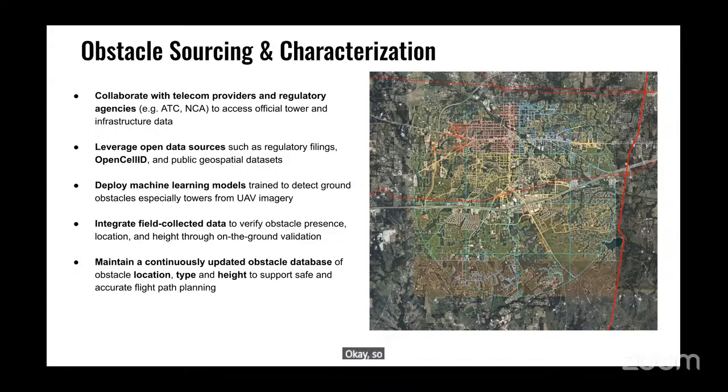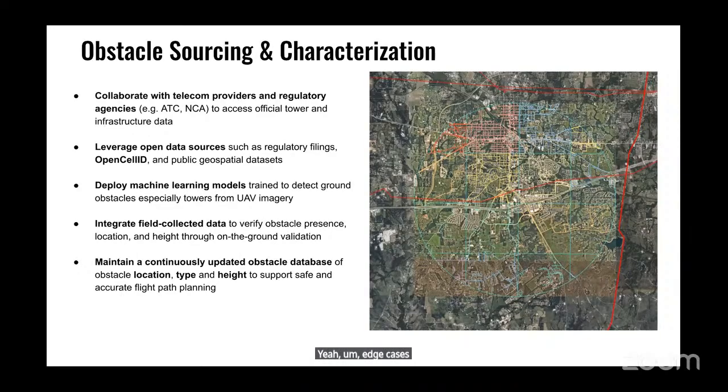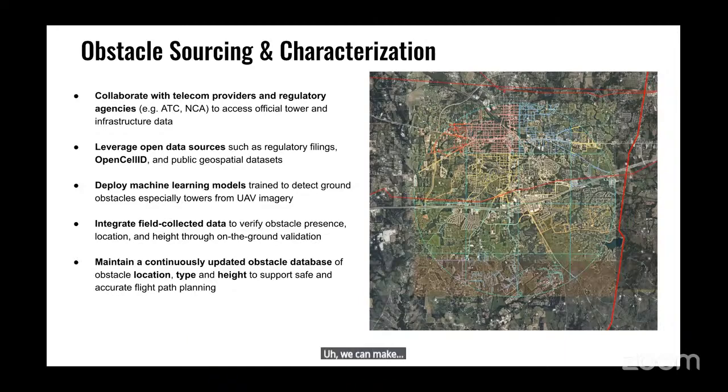Okay, so on to the next question. What are some edge cases you have experienced and how did the team go about resolving them? Yeah, edge cases, I can speak to the GIS side of things. Even though we have all these validation processes in place, as human as we are, sometimes we can make mistakes, right? So we try to automate a lot of our processes. We are continuously improving and making sure that we are catching all the edge cases.